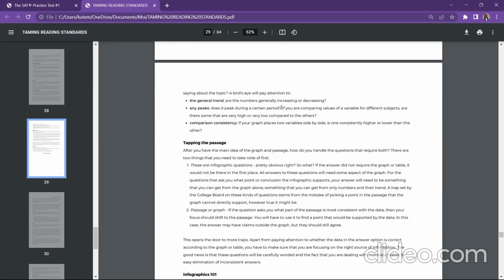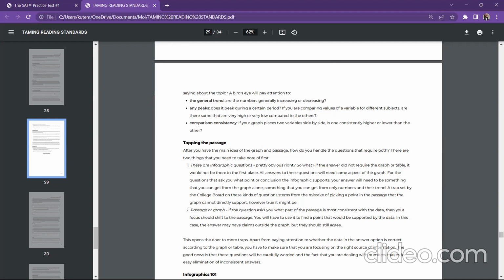And sometimes you'll be given two different variables. So if you're comparing two different things, it's important for you to see, let's say you're given the amount of rain in every month or something like that. It's important for you to also see, oh, are there any specific two months when it was low? Kind of comparing, to see if there's anything that stands out.